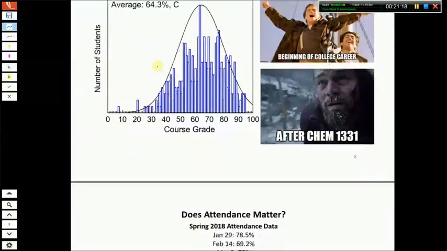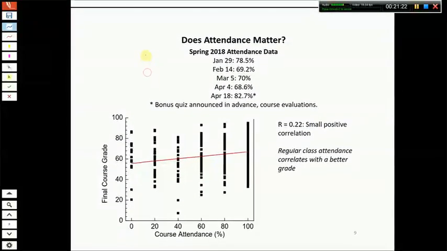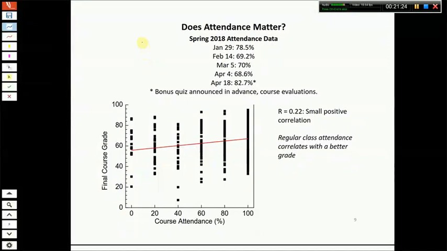Now let's look at the factors that affect people's grades. The first one I want to talk about is attendance. Last spring when I taught this course, I did take attendance a few times through those bonus quizzes that we used to have. So it's not very many data points for attendance. I didn't do it every day, but I have 5 or so that are spread out throughout the semester.